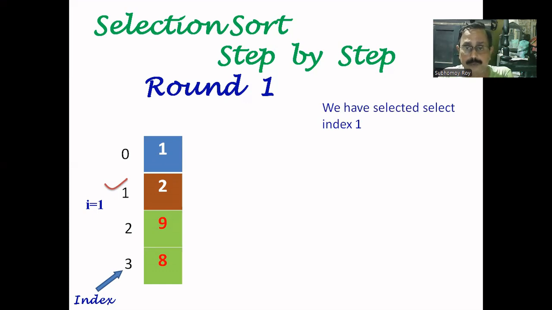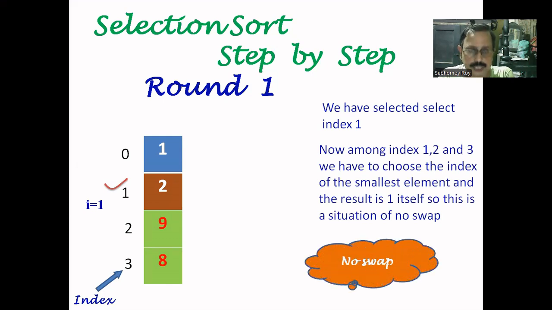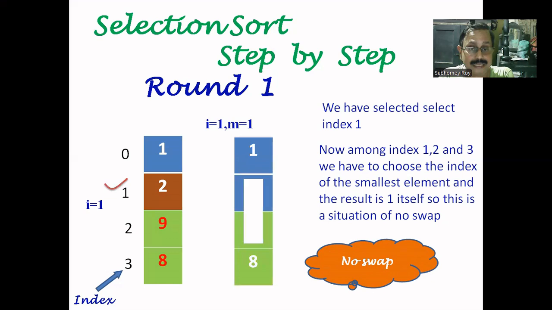1 is the index of it. We select index 1. Now among index 1, 2 and 3, we choose the index of the smallest element and the result is 1 itself. So this is a situation which is called no swap because there is no one with whom we can interchange. Why? Because value of I and value of M is same. So we will leave it as it is.